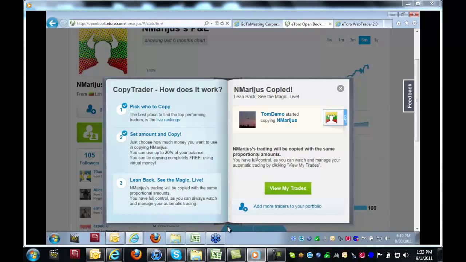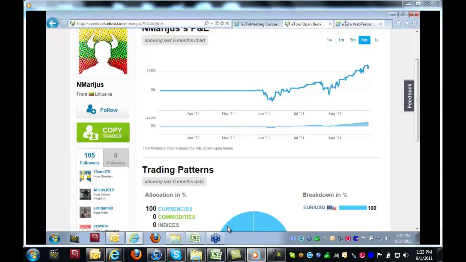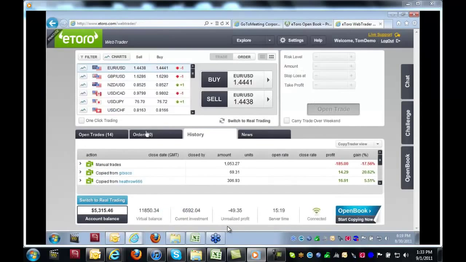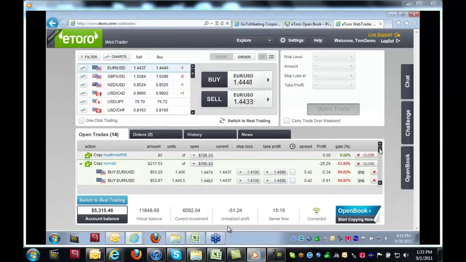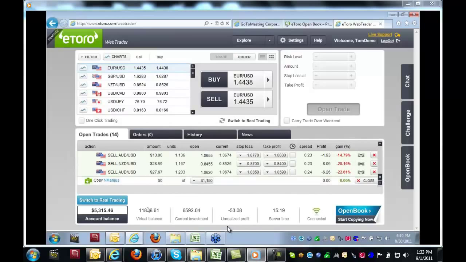So how can we best utilize this copy trader mechanism? Let's go to the web trader, which is where I have all my trades. All right, now you see some trades in red here, but I'm not worried, and you're going to see in a second why. There you go, Copy and Marius. I have $1,150 ready for him. Right now he hasn't opened any positions. When he does, I will do the same with the same proportional amounts.